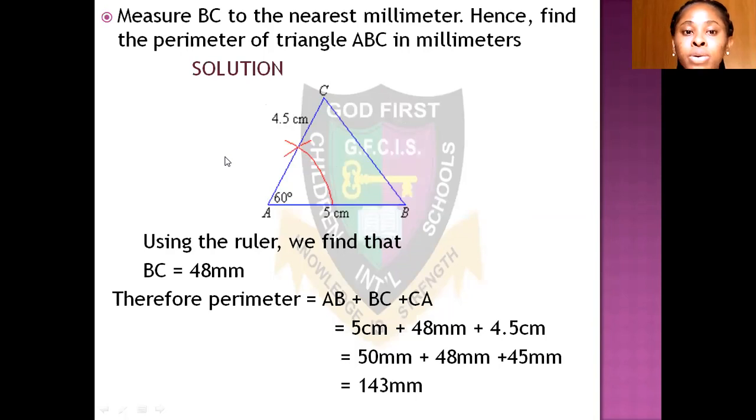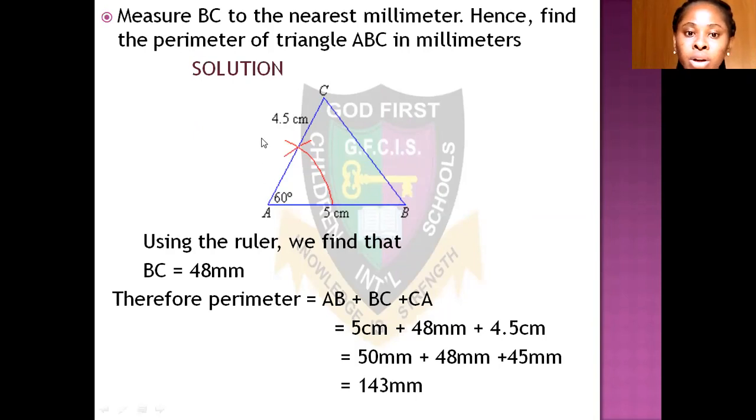Example C, which says, measure BC to the nearest millimeter. Hence, find the perimeter of triangle ABC in millimeters.